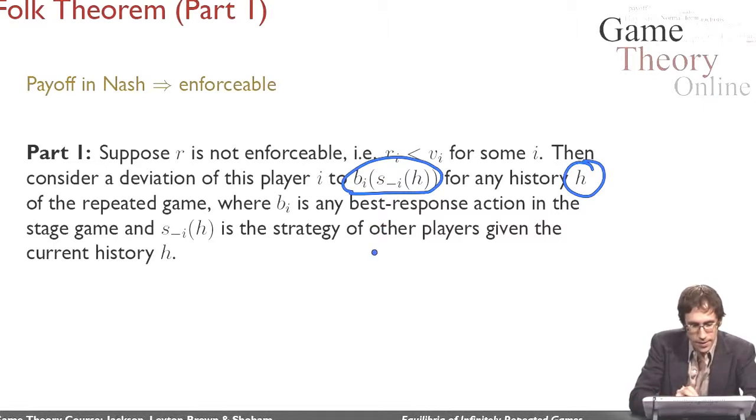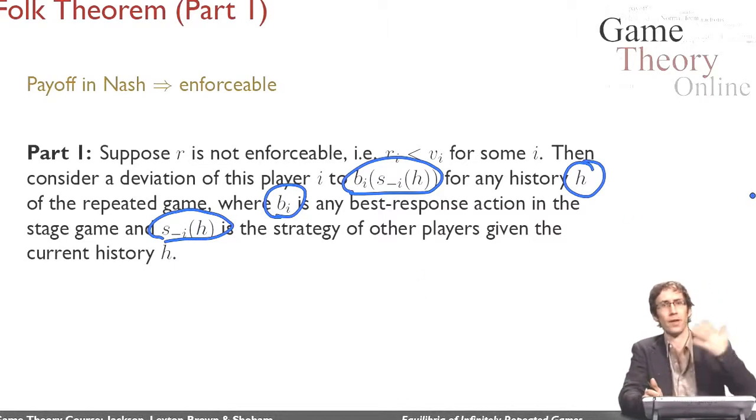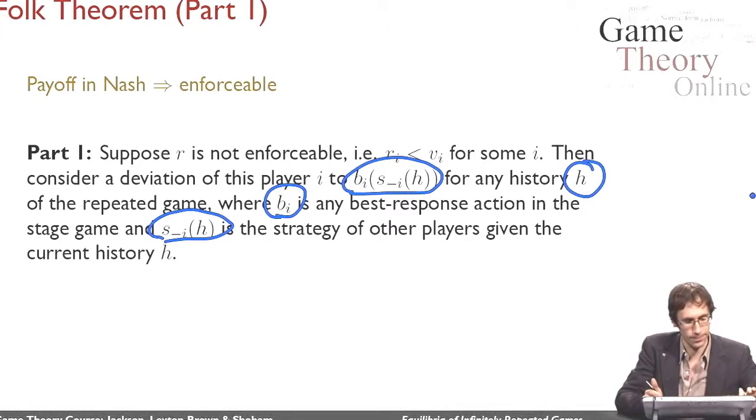It says this is the strategy of the other players. Let's assume that he gets to know what that is because we're talking about a Nash equilibrium. And we'll say b_i is just his best response every time the other players are playing their strategy profile s_minus_i given h, for every history h. So let's just consider a case where he just best responds to what the other players are doing.